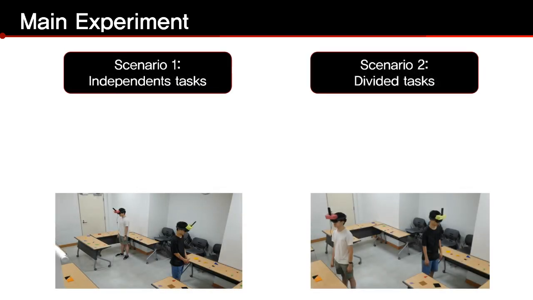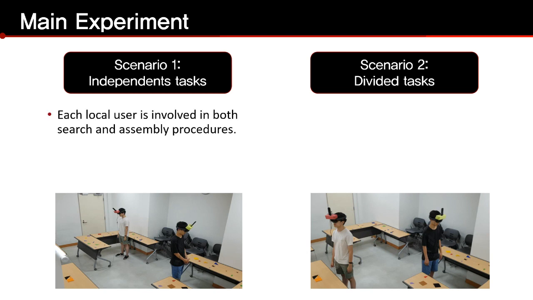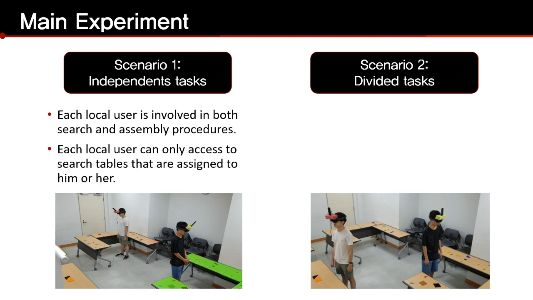We assumed 2 common one-to-many collaboration scenarios in the real world for our main experiment. Scenario 1, independent task, has each local user involved in both search and assemble procedures. Each local user can only access 3 search tables, either the right or the left side of the room, that are assigned to him or her, while they both can use the assembly table in the middle.